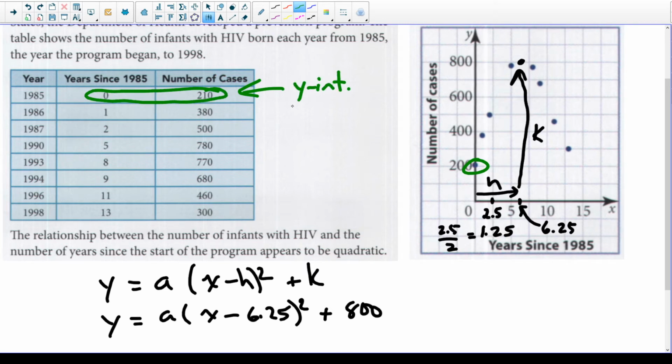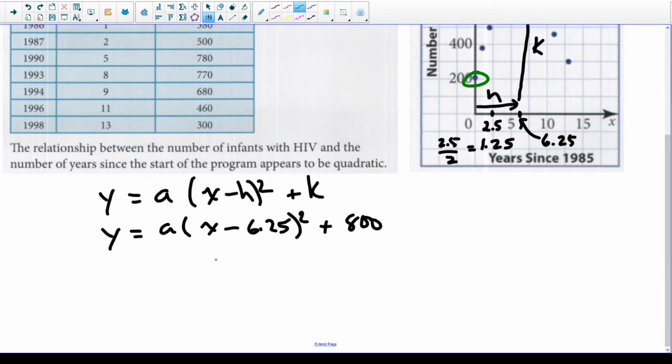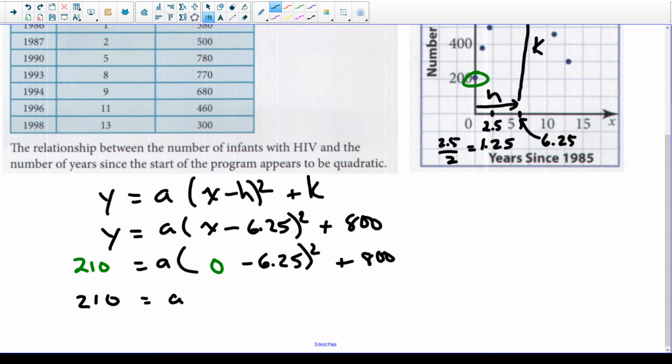Now how do we know it's our y-intercept from the table? If we didn't have the graph, how would we know? Well, all y-intercepts have an x value of 0. So that's how you can tell in the table that it's your y-intercept. So I'm going to substitute 0 in for x, 210 in for y, and the rest of my equation looks the same. Okay, so just like before, we now have the 0 minus 6.25 in the bracket, which is very easy to simplify. It just becomes negative 6.25.